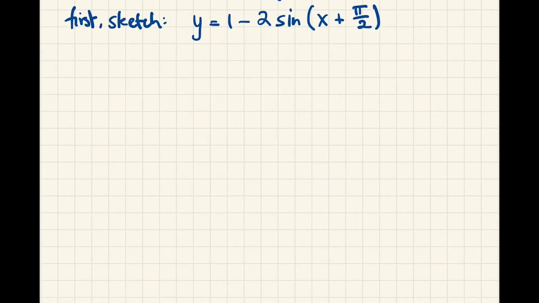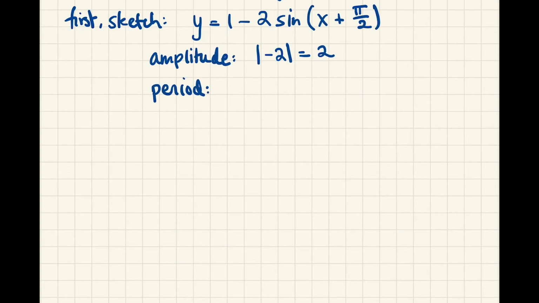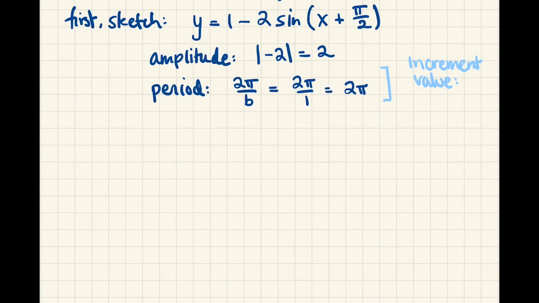For instance, amplitude. Our amplitude here is the absolute value of the coefficient of the trig function. So in this case, absolute value of -2 is 2. So we'll have an amplitude of 2. The period is 2 pi divided by b, where b is the coefficient of x. So we can see that that's 2 pi divided by 1, a period of 2 pi. Okay, we also can see then we'll have an increment value of period divided by 4, so that'll be 2 pi divided by 4, which is pi over 2. Okay, we'll remember that for later.